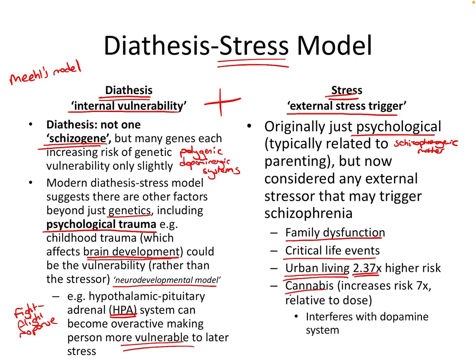And we know that cannabis is also an environmental trigger. So smoking cannabis increases somebody's risk of developing schizophrenia by 7 times. But of course, that's relative to dose, i.e. the more you smoke, the greater your risk. And we think this is because it interferes with the dopamine system. But our understanding is still pretty limited in terms of how exactly cannabis is interacting and increasing somebody's risk of the disorder. So as we can see, the diathesis-stress model is not as simple as just saying genes plus cannabis equals schizophrenia. It is much more complex nowadays. Having said that, we still don't have many of the answers.